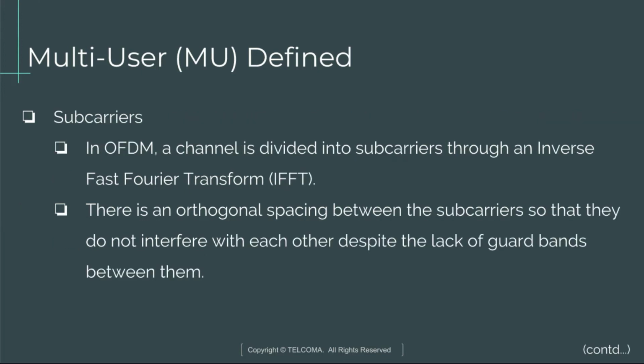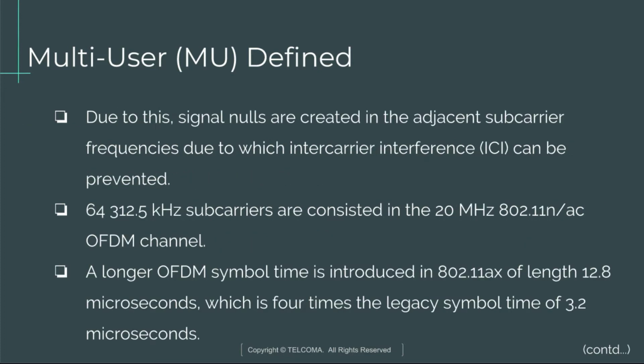Subcarriers. In OFDM, a channel is divided into subcarriers through an inverse fast Fourier transform. There is an orthogonal spacing between the subcarriers so that they do not interfere with each other despite the lack of guard bands between them. Due to this, signal nulls are created in the adjacent subcarrier frequencies, so intercarrier interference can be prevented. 64 312.5 kHz subcarriers are contained in the 20 MHz 802.11n or AC OFDM channel.